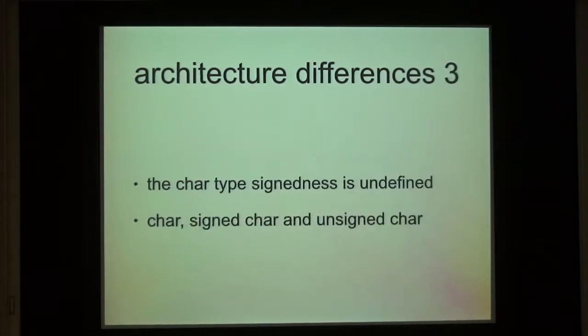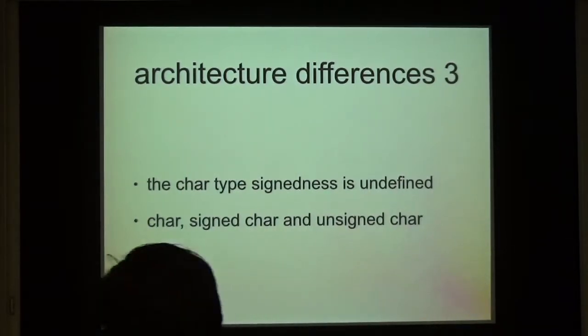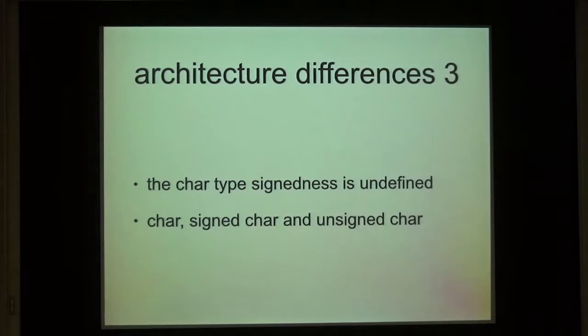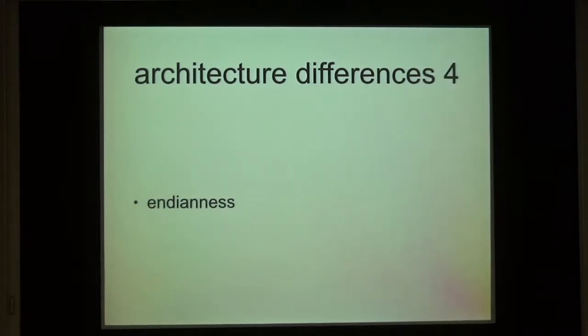The third difference, a significant one in our case, is the character type, which is not specified by the C specification to be either signed or unsigned, and it's different between the architectures. And so there are three distinct types, which are character, signed character, and unsigned character. The fourth one is the obvious one: there is different endianness on some architectures. We'll get to the differences and why they matter a bit later.